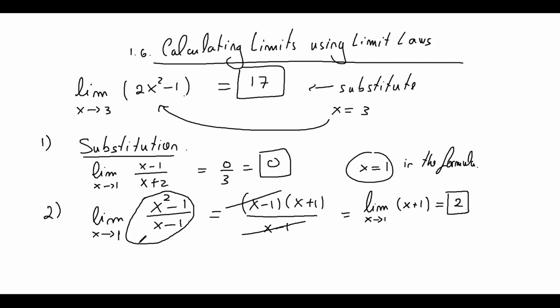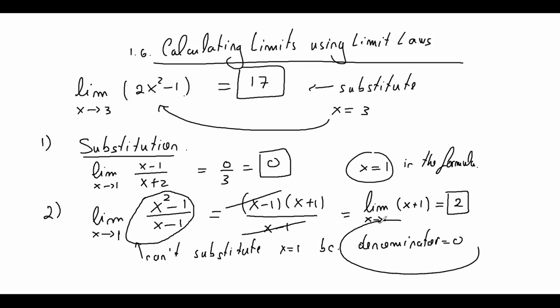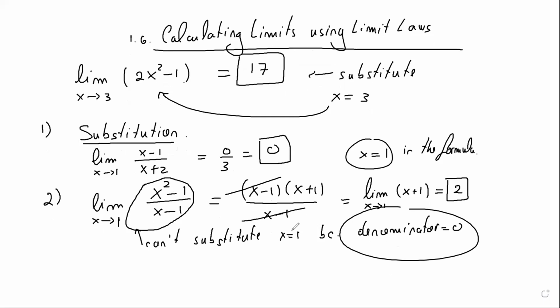So you can't substitute x equals 1 because the denominator becomes 0, and you don't want to have that sort of thing. You don't want to have denominator 0. That's a huge mistake in math. So substitution doesn't work. Then we try to simplify and then substitute if we can after that. All right, so that will be the second procedure that we learn. This is called simplification.